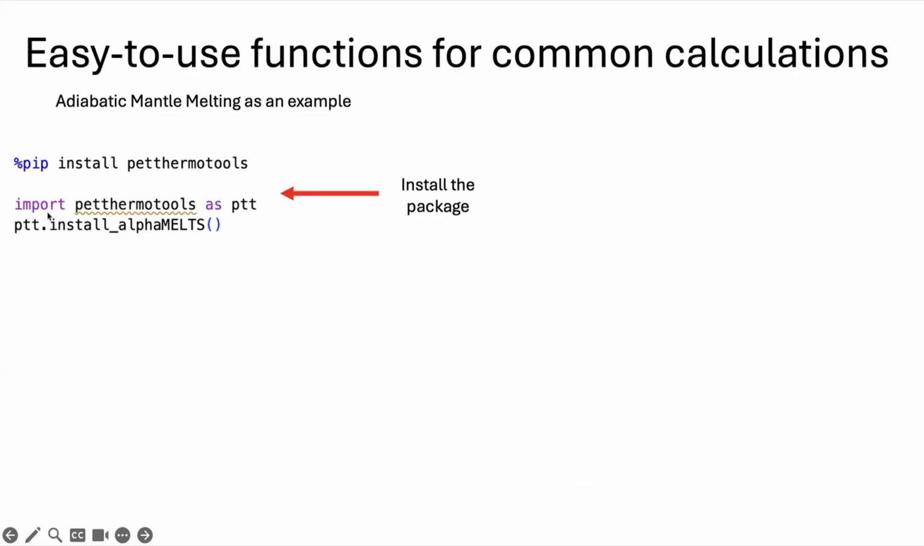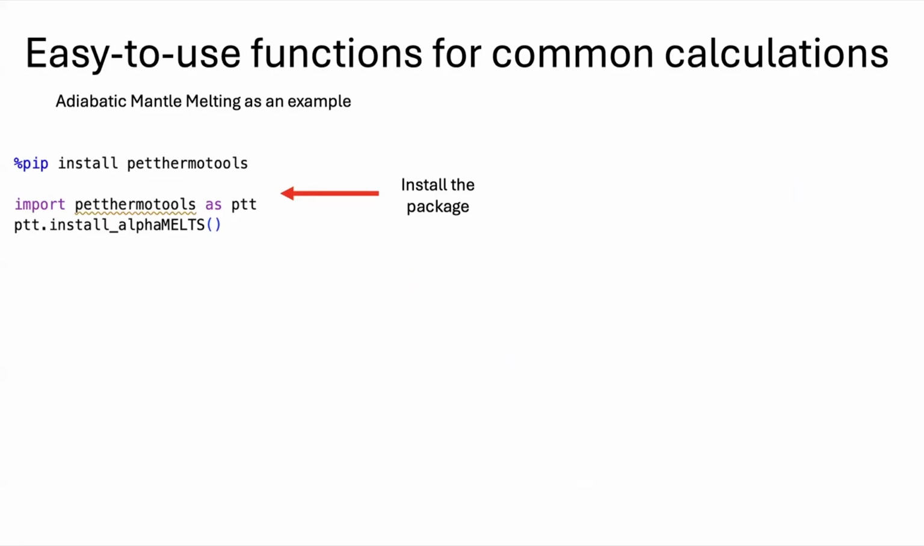This will download the latest release of alphaMELTS for Python and correctly identify what operating system you're using to make sure you get the correct files. It will then add these files to your Python path for that Python environment, so you never have to worry about this again. It's a one-time thing. You installed it, you're good to go.